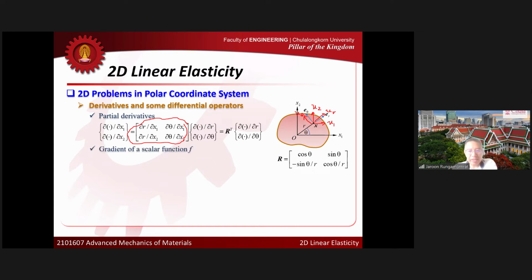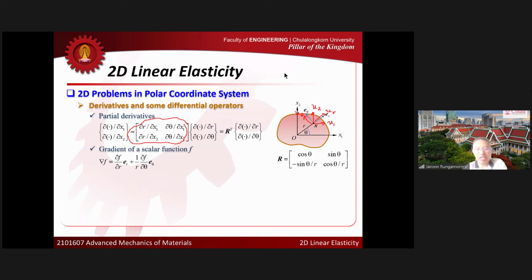How about the operators? If you talk about the gradient of a scalar function, you remember, right? You learned this with Ajahn Thirapong before. Let's say that f here is a scalar function. If you want to take the gradient of a scalar function in x1, x2 system, it can be obtained easily, right? Can you remember what is the gradient of f in x1 and x2 system?